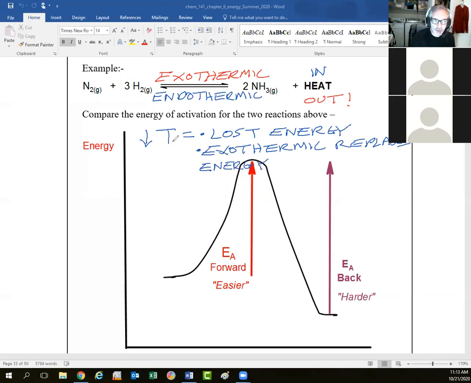So we drop temperature, we're losing energy, and an exothermic reaction produces energy. So this is how the system compensates when temperature drops. We favor the exothermic reaction. So for example here, the reaction from left to right is the reaction which is producing energy, giving energy out. So if the exothermic reaction is favored, we compensate for that drop in temperature.